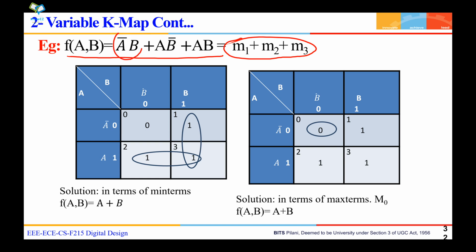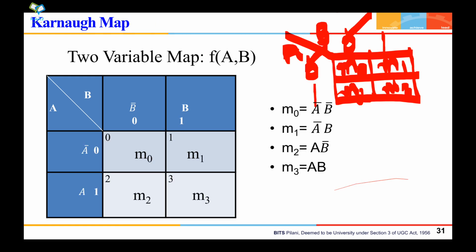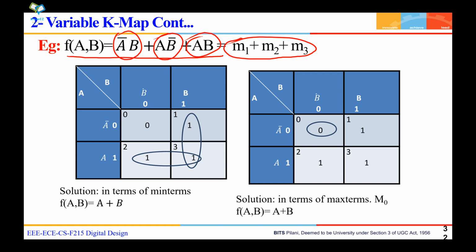You know, this is m1, 0 1. This is 1 0, that is m2, and this is m3, 1 1. And we have seen this in two variable Karnaugh map. 0 0 is m0, 0 1 is m1, 1 0 is m2, 1 1 is m3. Now what you have to do is, wherever you have that minterm, you have to put 1. Wherever you don't have that minterm in the Boolean equation, you have to put 0.